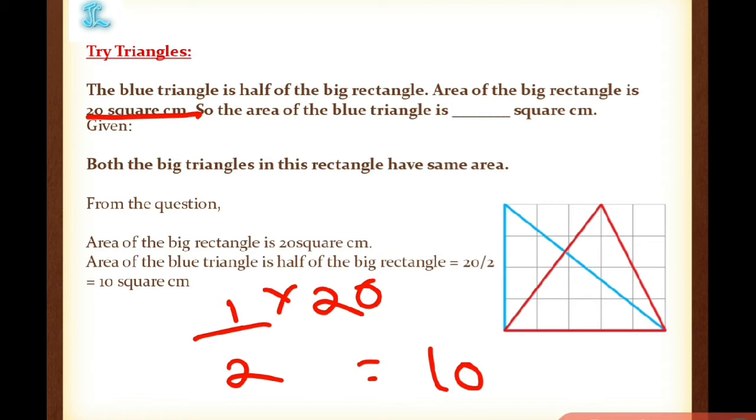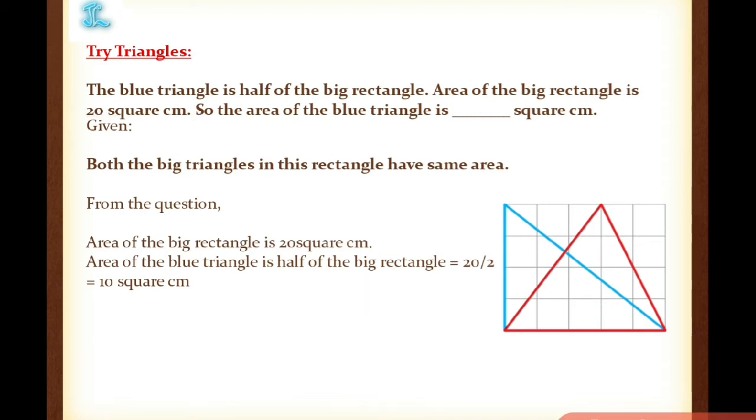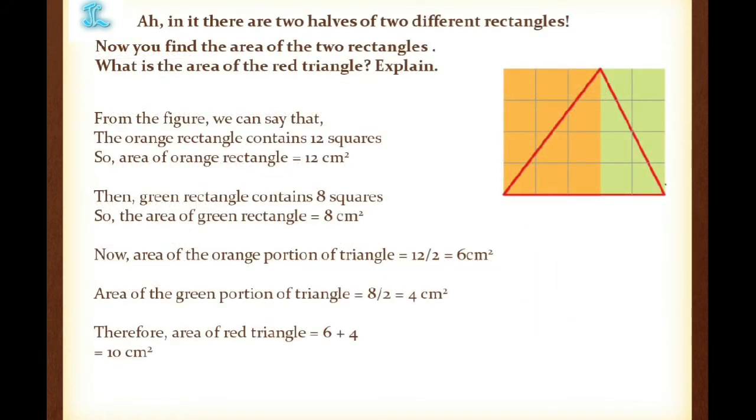Okay. And one more thing they said: both the big triangles and the rectangle have the same area. So if blue is 10, and I ask one more question from this, what is the area of red? 10, because both have the same area. Okay. Now next one.